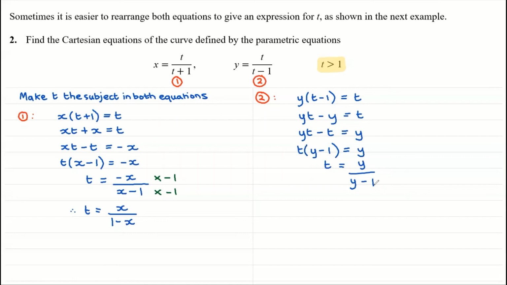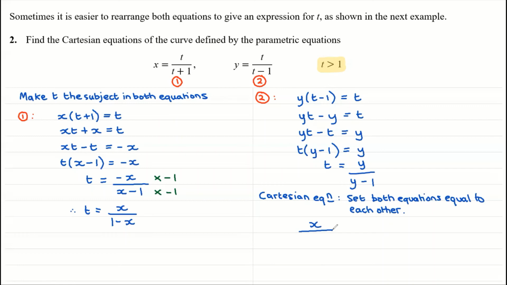Now notice we've got t, the subject, in both equations. How do we form a Cartesian equation? Well, we set them equal to each other. So Cartesian equation, that's my shorthand for equation. So set both equations equal to each other.